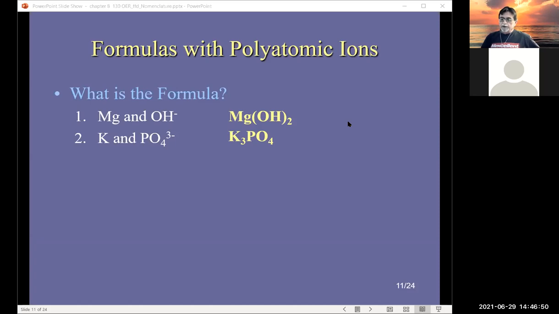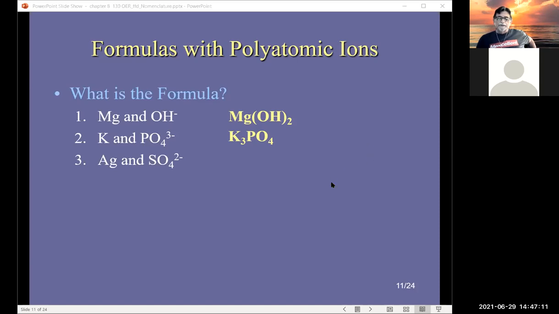And so our formula becomes K3PO4. Now we don't put a parenthesis around PO4 because we only need 1. Okay. So this is called potassium phosphate. You'll find that a lot in all kinds of foods and preservatives and so forth. Check your labels.